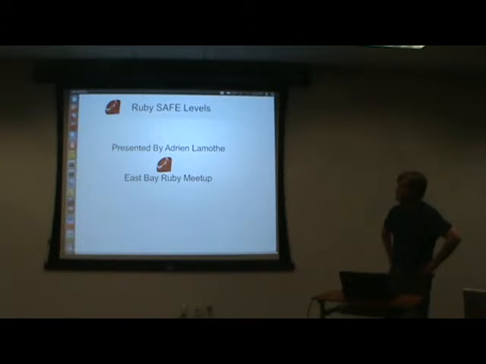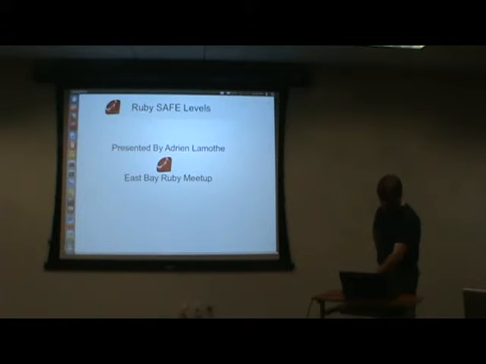One of the things that people don't talk about much in Ruby, a language feature which is not used much and not well documented, are safe levels. And those of you from the Perl community know about tainted strings and stuff like that. This is similar. So I'm going to blitz through this fairly fast.